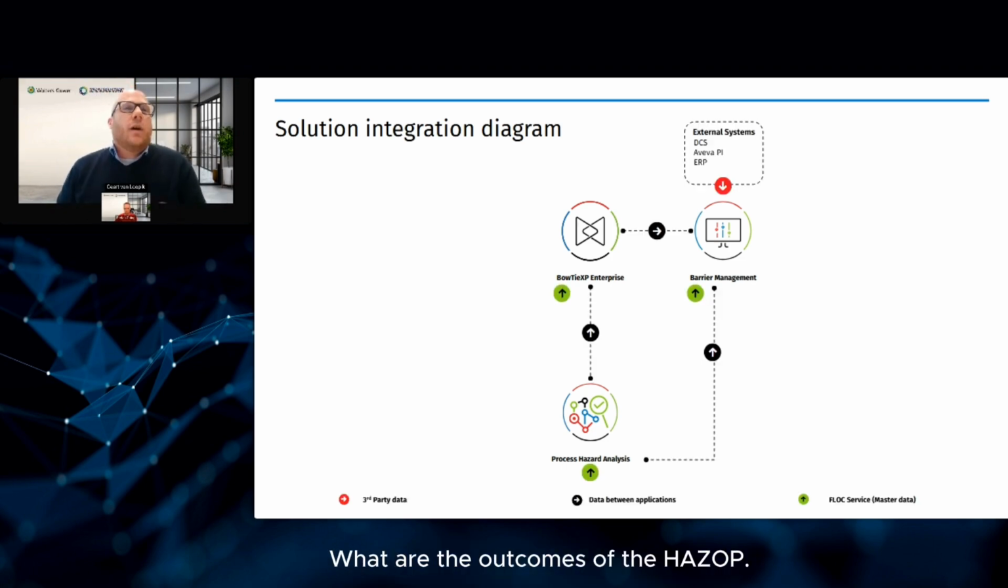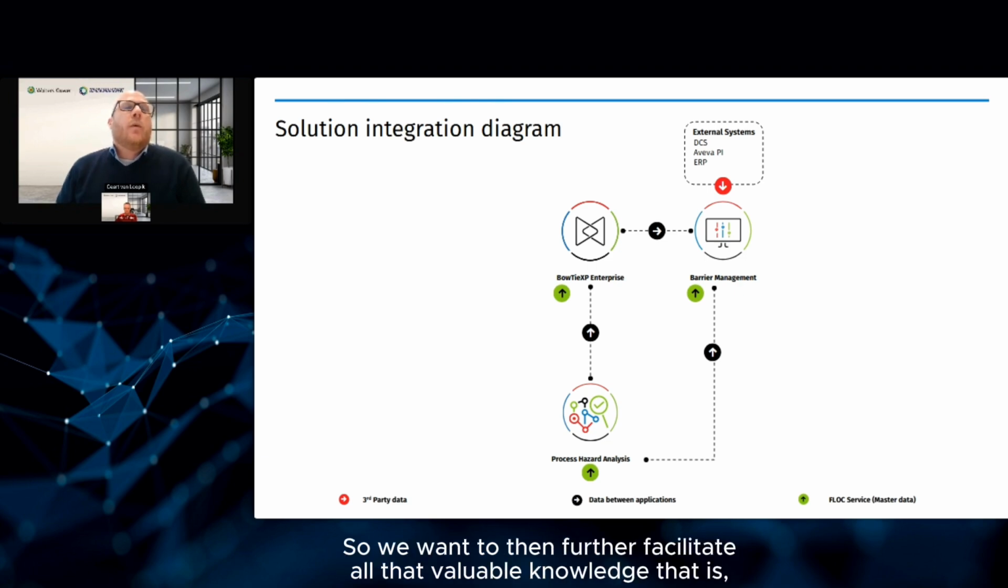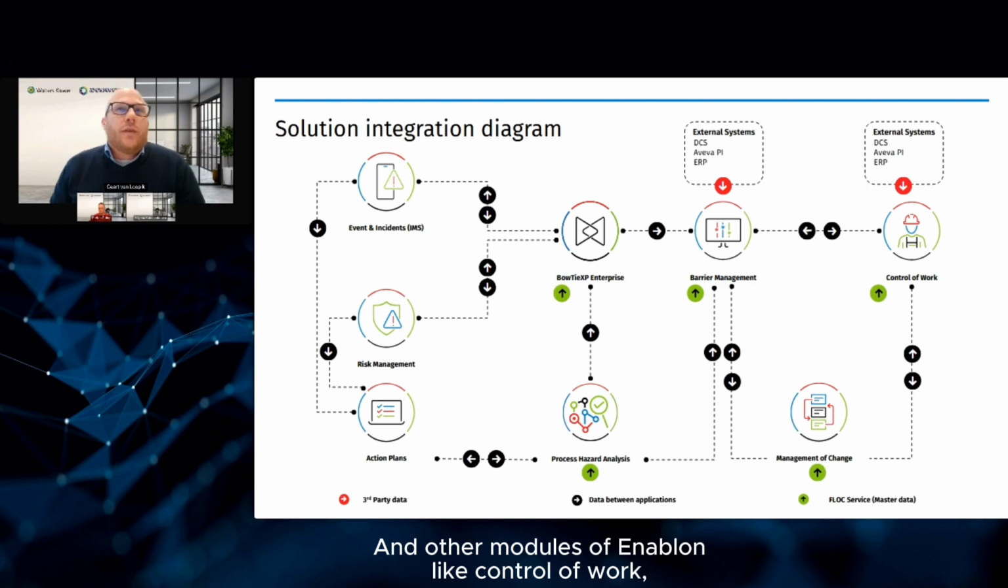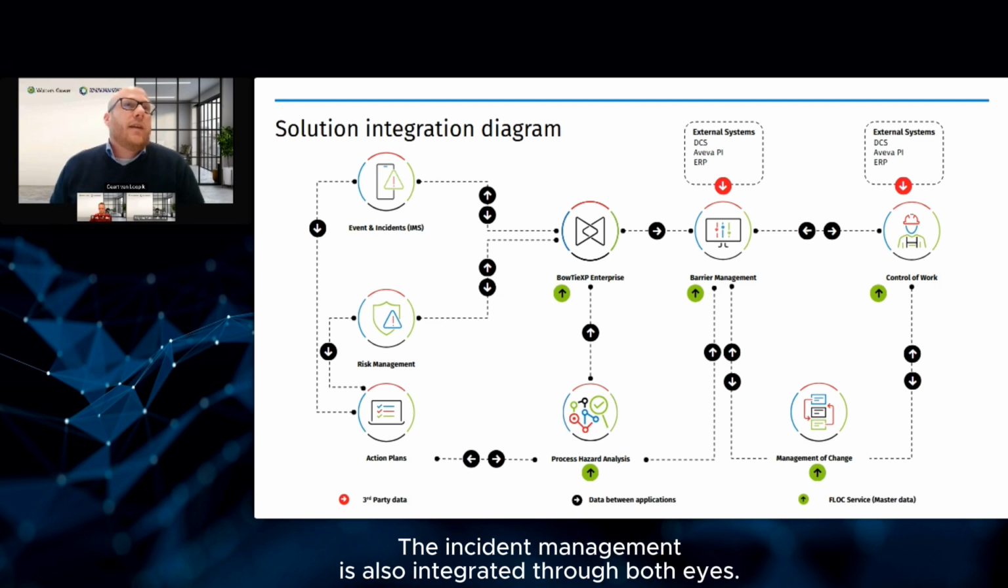What are the outcomes of the HAZOP? So we want to then further facilitate all that valuable knowledge that is gained during that process to be available in the business. And other modules of Enablon, like control of work, are also integrated into this vision, but also the incidents. The incident management is also integrated through Bowties.